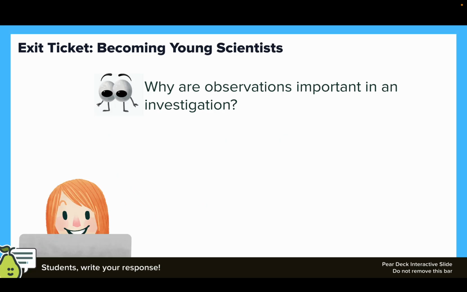Exit ticket, becoming young scientists. Why are observations important in an investigation? Write 1 to 2 sentences to tell why observations are important in an investigation. Remember, observations are what you see and record during your investigation. Pause the video while you write your 1 to 2 sentences. When you're done, you're going to push play to continue watching the video.